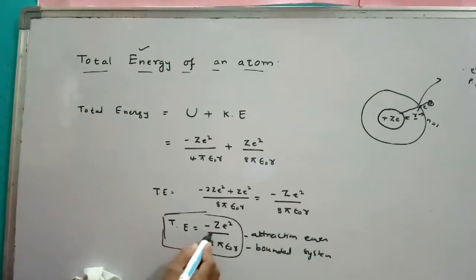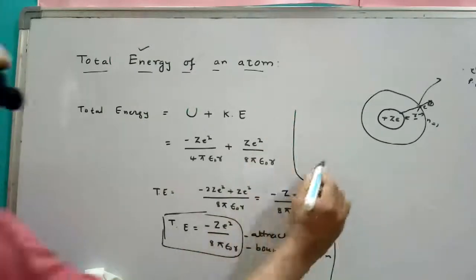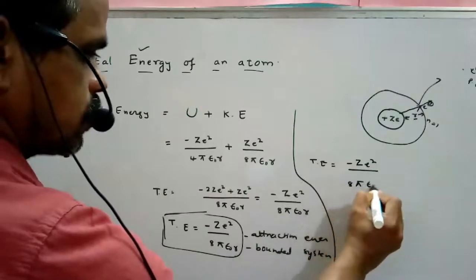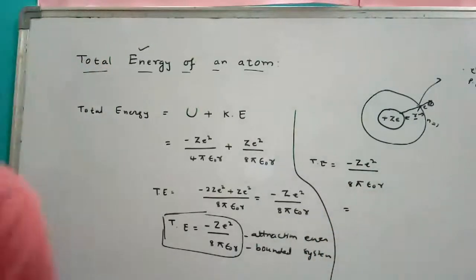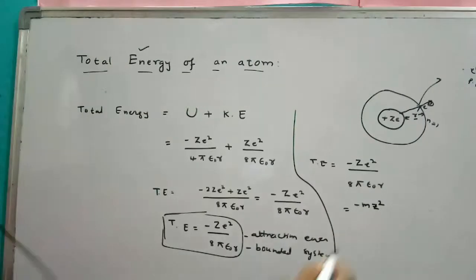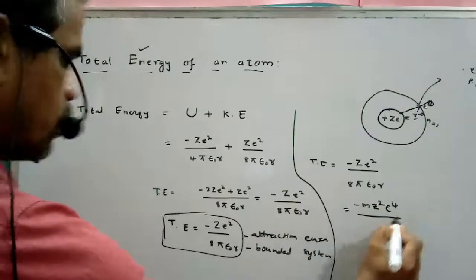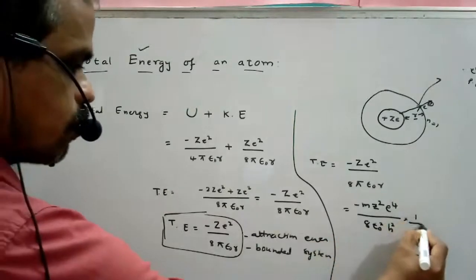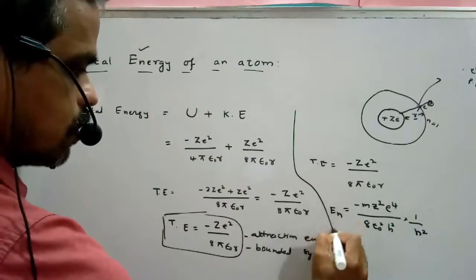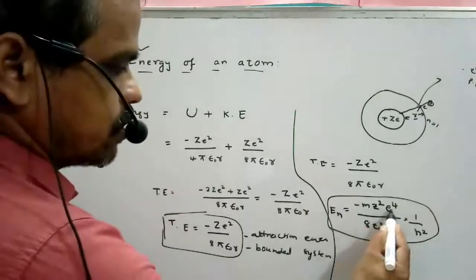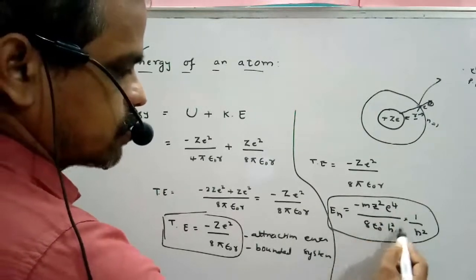So we got total energy equal to minus Z square by 8 pi epsilon naught R. Substitute R value. We will get minus m Z square e power 4 by 8 epsilon naught square h square into 1 by n square, that is the total energy in nth orbit.